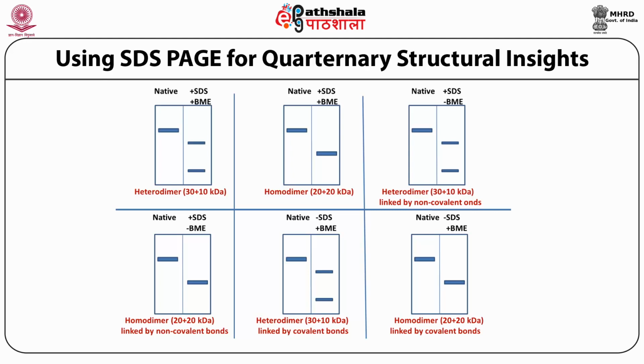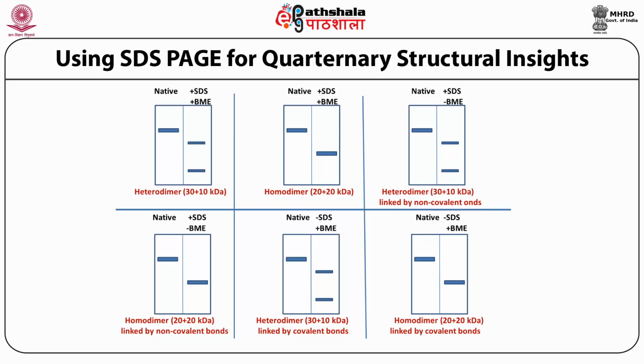In the third situation, we have a 40 kilodalton band in the native gel, while there are two bands on the denaturing gel comprising only SDS without beta-mercaptoethanol. This indicates that the units have been separated out by SDS that has broken the non-covalent bonds. Therefore, it's a heterodimer that was formed by the non-covalent interactions between the subunits.